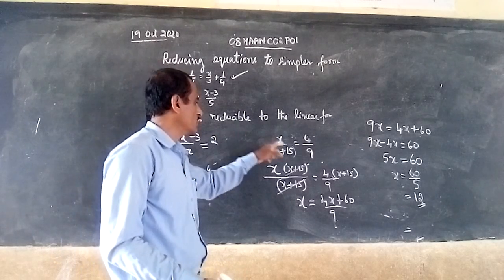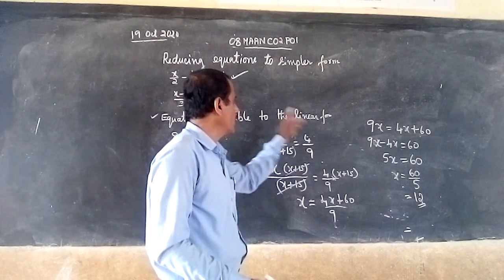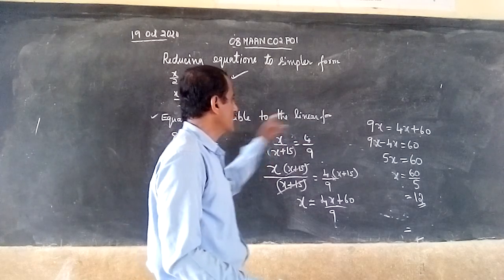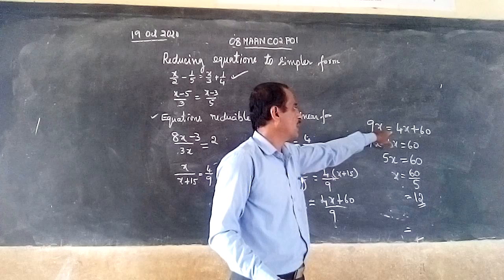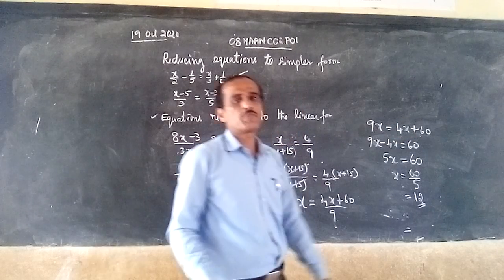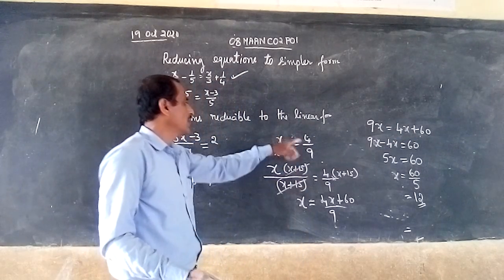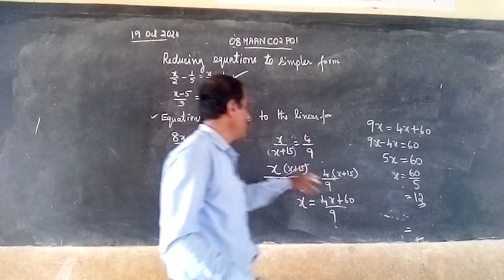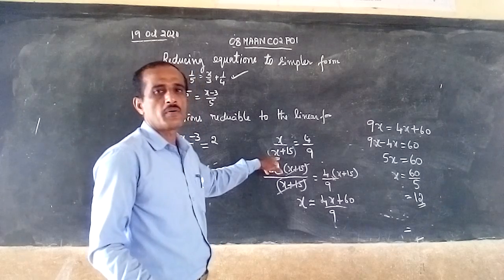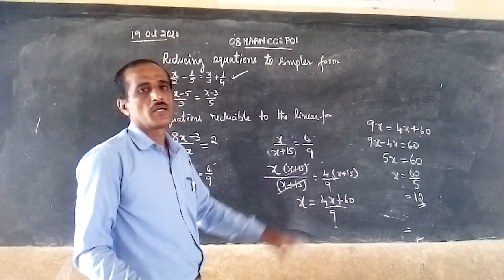So, first you have to reduce the given equation to the linear form. This is the linear form: 9x is equal to 4x plus 60. Here, where denominators are there, it is not in the linear form. You have to reduce it to this form by multiplying by the variable that is there in the denominator. Like this we will do.